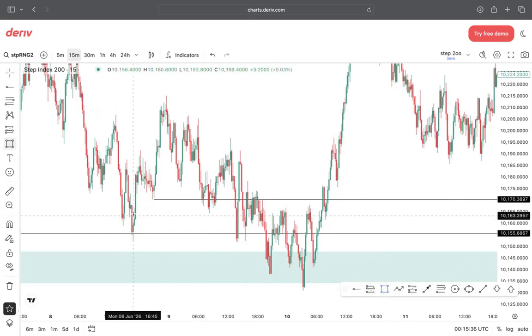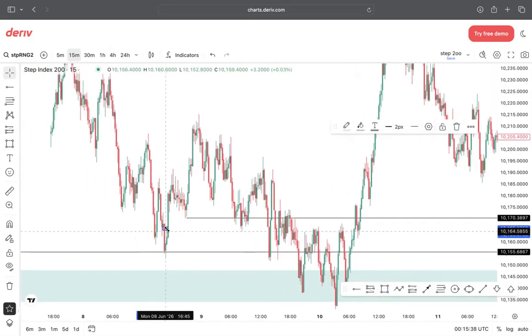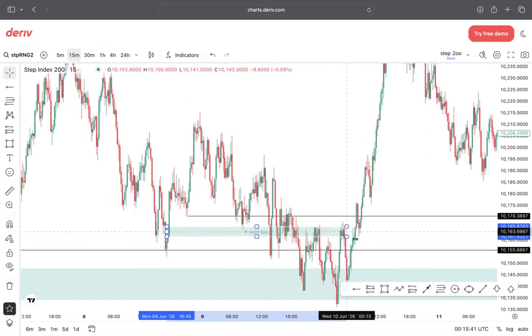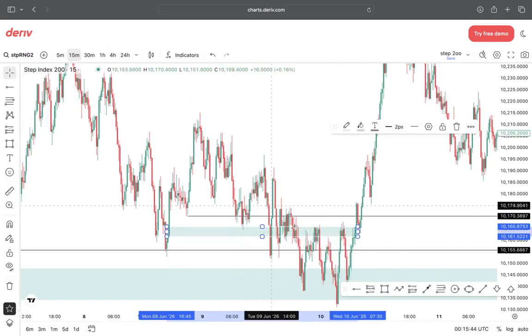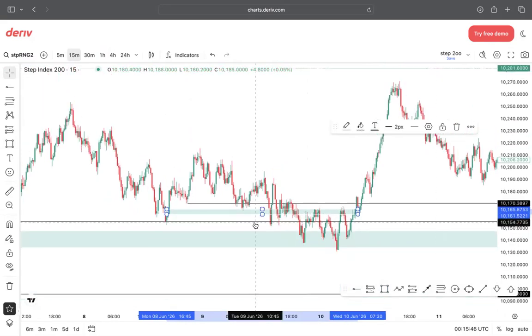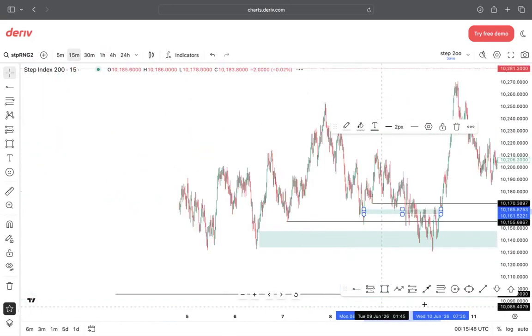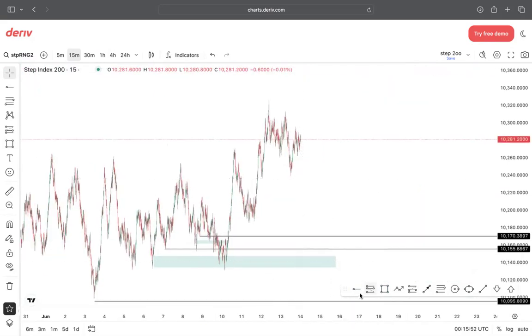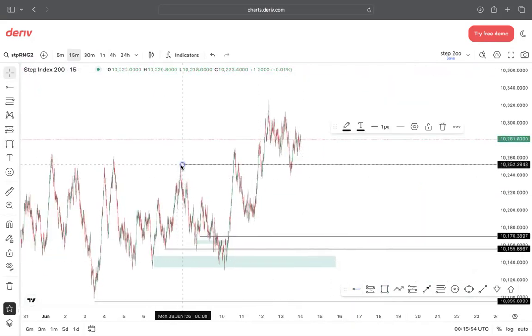And the price was supposed to play out, take out structural liquidity and then play out around here. But price ranged, and then tapped on the lower POI and then played out fully. So this was the take profit. Price played out fully.